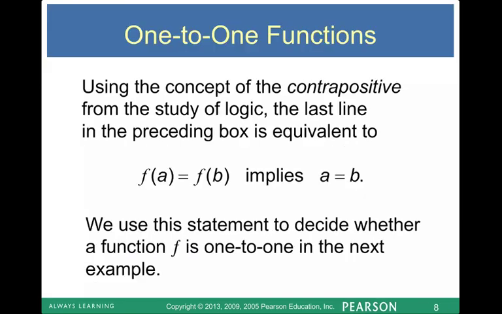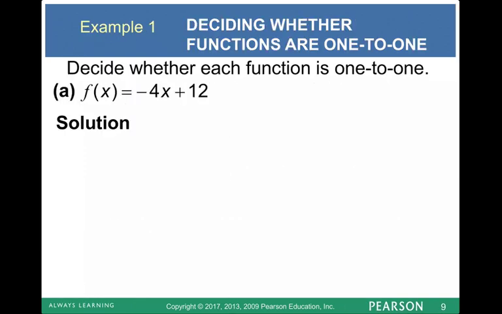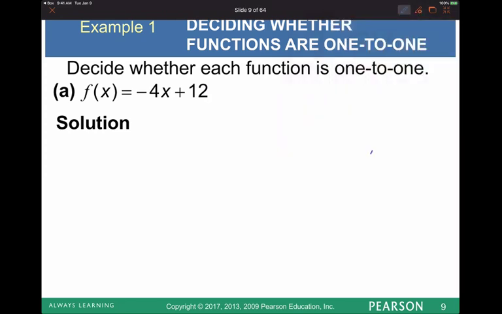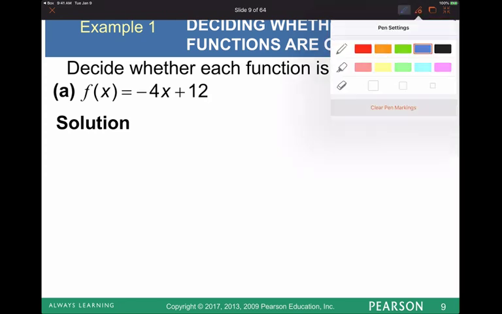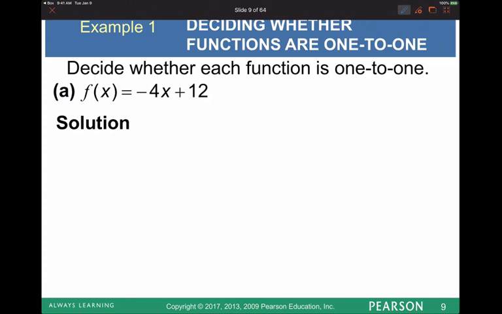Using the concept of the contrapositive form from the study of logic, the last line of the preceding box is equivalent to: given that two y values are equal, it implies that the two x values are equal, right? So we can use this technique to determine whether or not a function is one-to-one. We're asked to decide whether this function is one-to-one. So what we want to do is something like the following. Whenever we have f of a equal to f of b, if we can show that a equals b, then we say the function is one-to-one. If not, then it's not one-to-one, right?